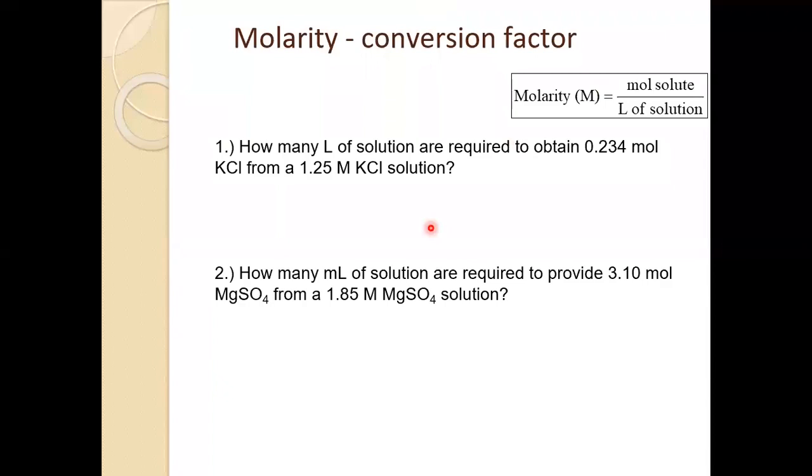Our second question is similar, in that we're given a 1.85 molar magnesium sulfate solution. For example, for an experiment, we might need 3.10 moles of magnesium sulfate. And the question is then, how many milliliters of this 1.85 molar magnesium sulfate solution do I need to provide me with the 3.10 moles of magnesium sulfate? So as we'll see, it's a very similar setup to what we saw in the previous example, except just one additional step.